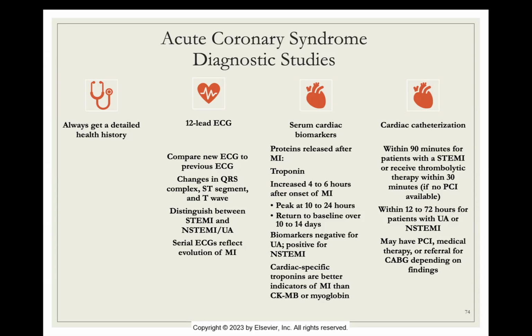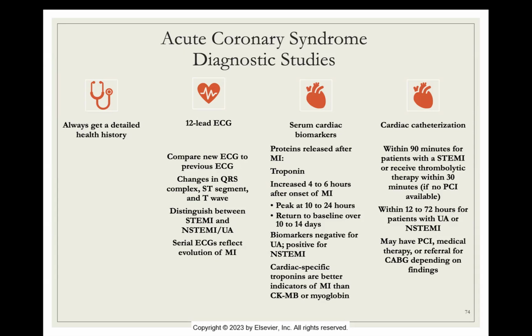And then we're going to check serial EKGs to see if things are changing so we can see if the MI is progressing. We're going to get blood draws to check troponin levels. Troponin levels are a separate order from basic chemistries, so expect that it will be a separate order. It won't just show up on a comprehensive metabolic panel.